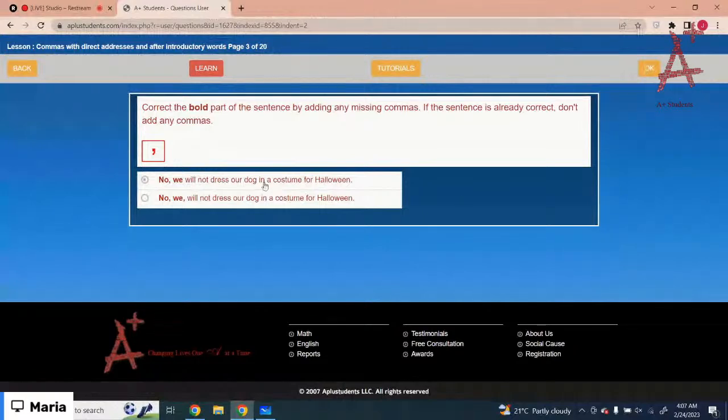Yes, option number one is the correct option. You don't need to add a comma right after we. Got it? You just have to put a comma right after no.